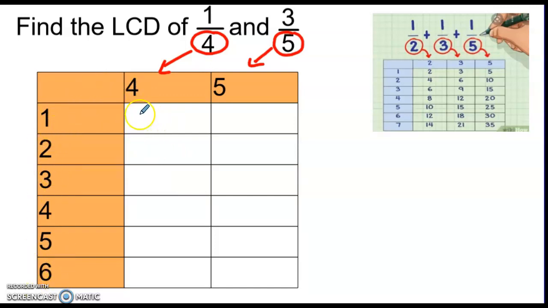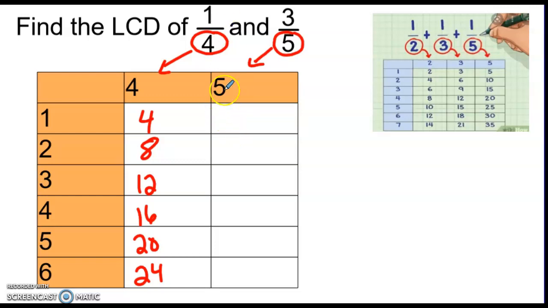So I'm going to do 1 times 4, which is 4, and then I'm going to do 2 times 4, which is 8, 3 times 4 is 12, 4 times 4 is 16, 5 times 4 is 20, and 6 times 4 is 24. You can keep going as long as you want. I usually do like the first 5 or 6 numbers, and then I stop and I check to see if I found something in common yet.